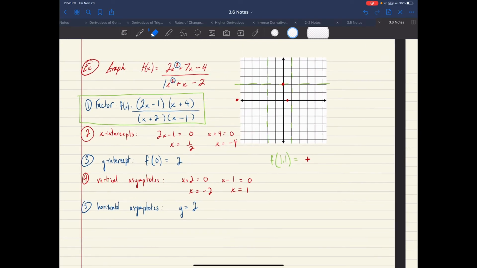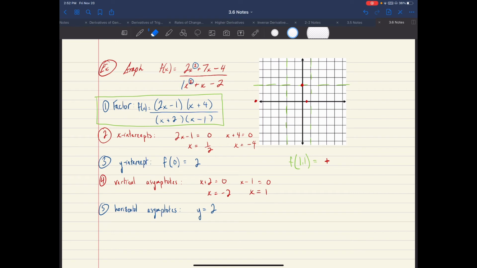Okay, so go back. I know that on the right side of 1, this graph is going to do this. It will look something like that. Then on the other side of 1, I actually already know what that's going to do. I'll explain that in a second.